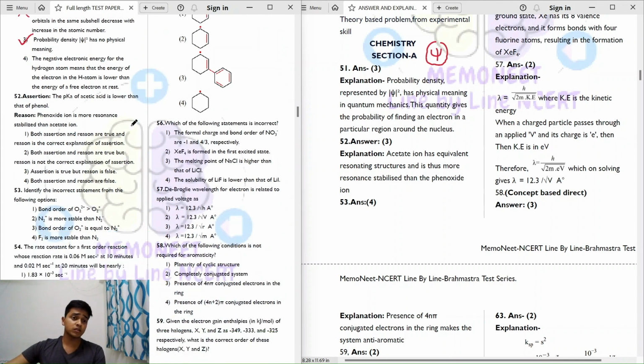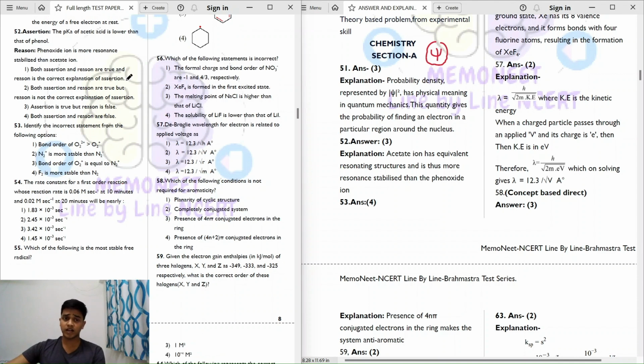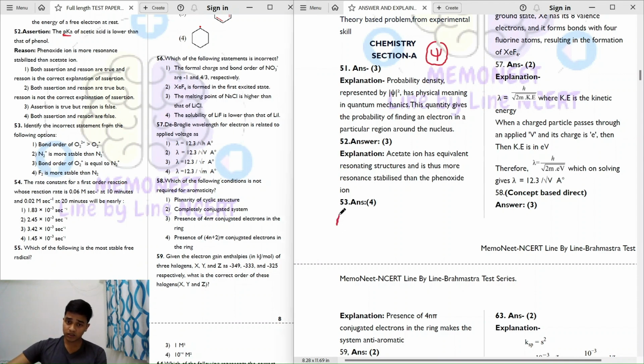Moving on to the next question. It's an assertion reasoning type question. The assertion says the pKa of acetic acid is lower than that of phenol. So first of all, we have to understand what pK compares. pK compares the acidity. So if the acidity is more, the Ka value will be higher because Ka is the equilibrium constant for the dissociation reaction. So if we have a stronger acid, its Ka will be higher.